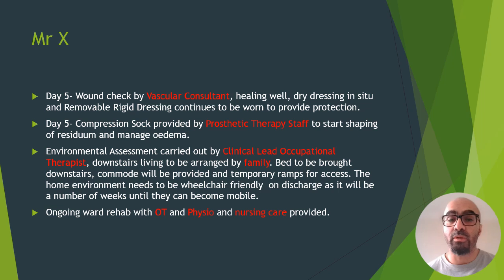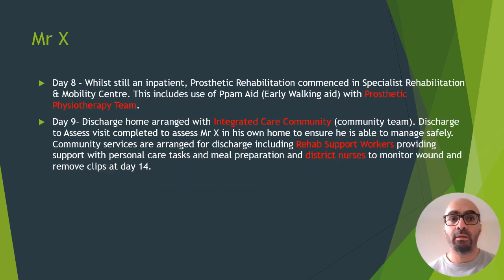The environment assessment team will go in. They will go and meet with the family. They will check the patient's mobility at home, going upstairs, downstairs, if there are any stairs, and so on. Ongoing ward rehab with the OT and physio, because they already provided the specialist amputee care, and that will be taken to the next level.